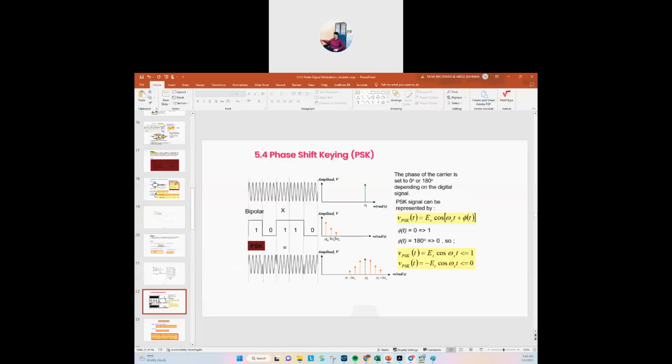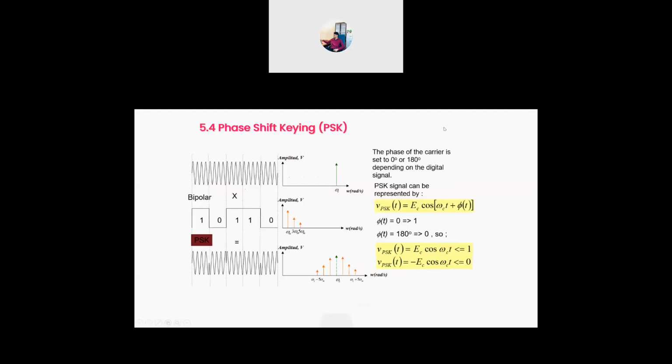The next is phase shift keying. What does it mean by phase shift keying? It means we're going to change phase, so there will be changes in the phase of the signals. Let me activate the presentation mode so that it is easier for us. So this is phase shift keying, which means there will be changes in phase.